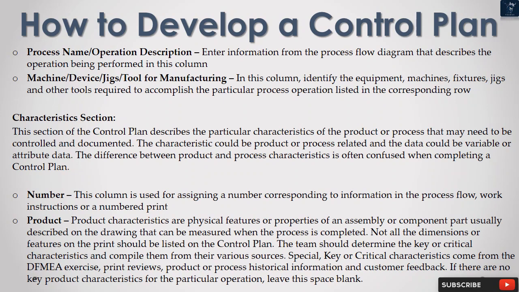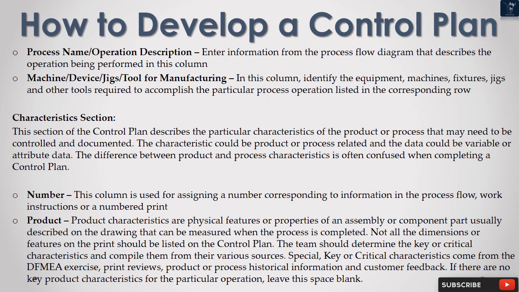Characteristics section. This section of the control plan describes the particular characteristics of the product or process that may need to be controlled and documented. The characteristic could be product or process related, and the data could be variable or attribute data. The difference between product and process characteristics is often confused when completing a control plan. Number. This column is used for assigning a number corresponding to information in the process flow, work instructions, or a numbered print.